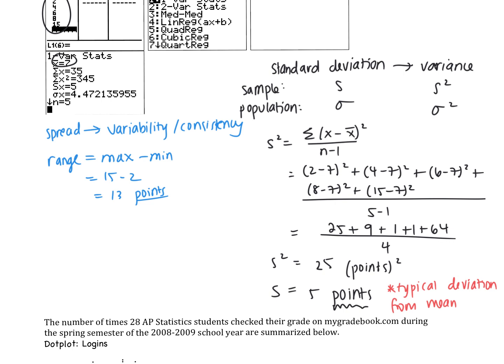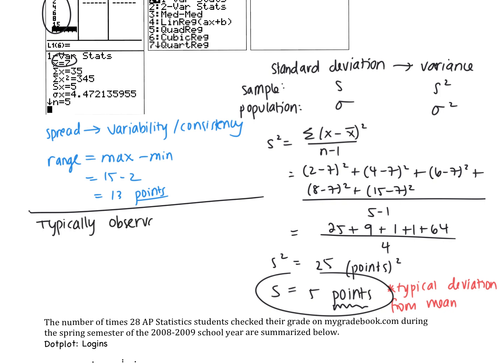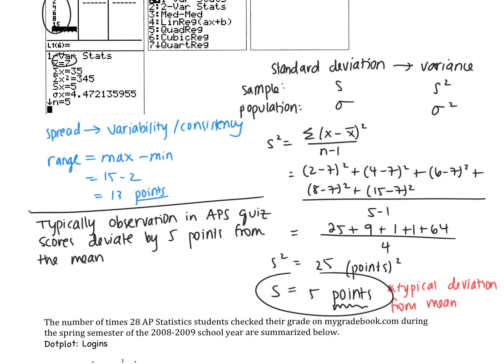Okay, we got a few more things to talk about and then we will be done with notes. I want to interpret this value in context because it's a little bit less intuitive. So if I asked us to write a sentence describing standard deviation, here's what we would write. Typically, observations in AP Stats quiz scores deviate by 5 points from the mean of 7 points.